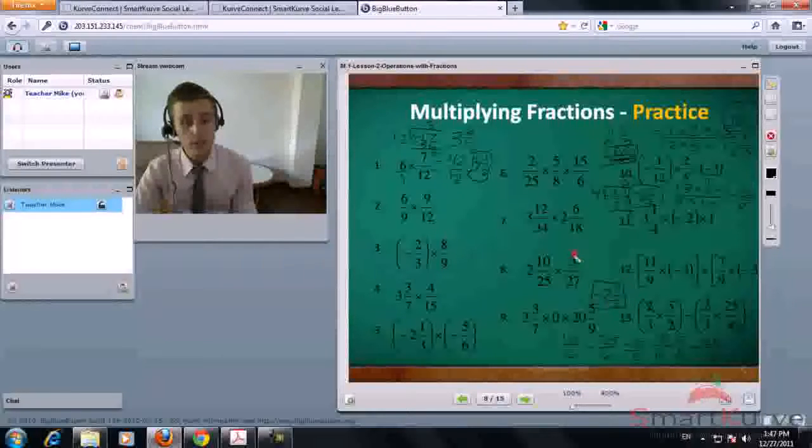Go ahead and make sure you can do the rest of these examples following the same protocol. Multiply the numerators, then multiply the denominators. Reduce if possible. Always work inside parentheses first. And do not forget, if you're using negatives, negative times a positive is a negative. Negative times a negative is a positive.